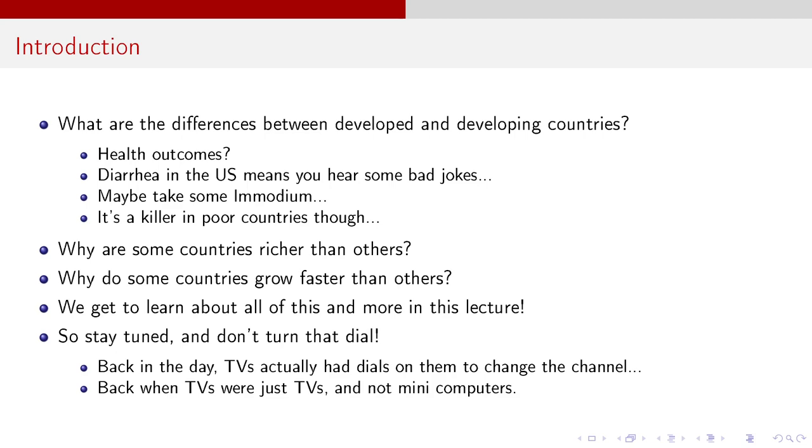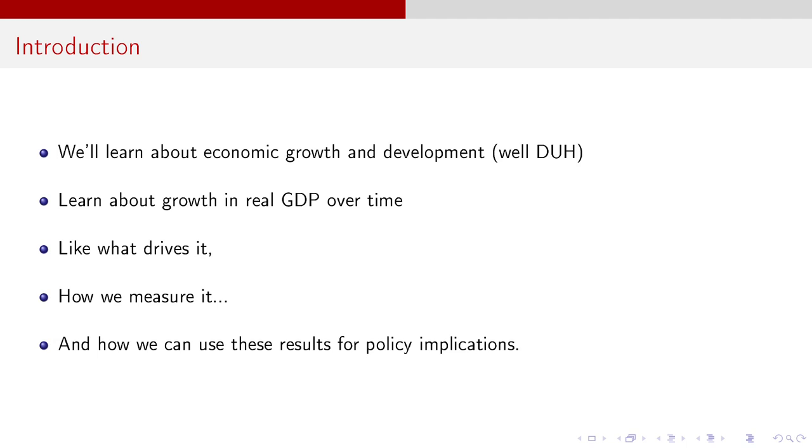So stay tuned and don't turn that dial, because back in the day, TVs actually had dials on them. They used to change channels, back when TVs were just TVs and not little mini computers. I've actually seen TVs with dials on them. I've used TVs with dials on them. I am, in fact, that old. But cable is older than I am, so there's at least that. There's something that's older than me these days.